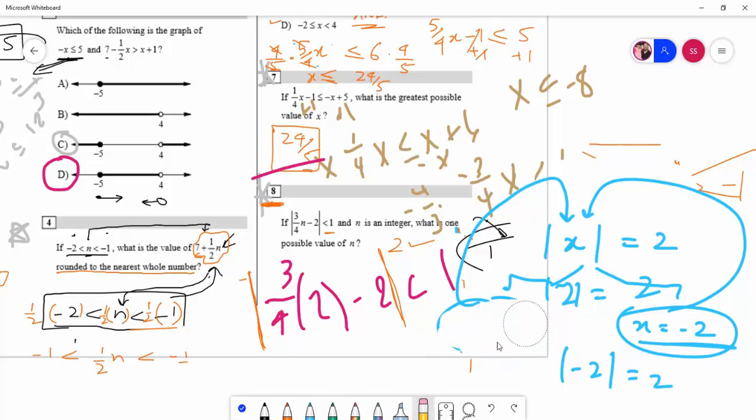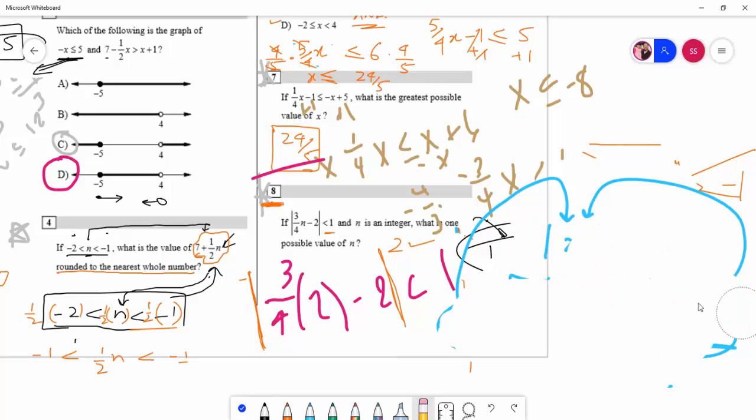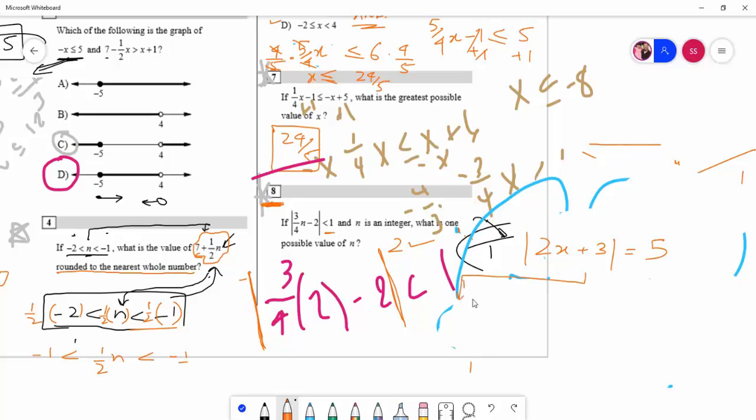Great. Now let us move one step forward and see the absolute value of 2x plus 3 is equal to 5. What should be the value of x? This is not a simple equation, it is an absolute value equation, so it will have two values. One will be 2x plus 3 equals 5. Subtracting 3 from both sides, you get 2x equals 2. Dividing by 2, you get x equals 1.